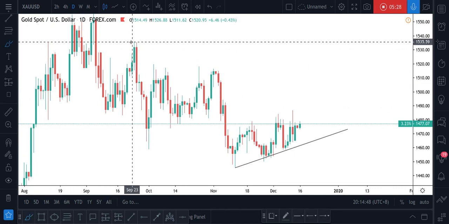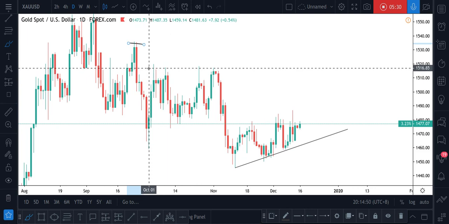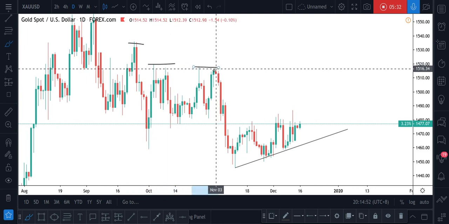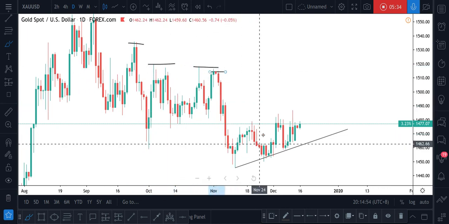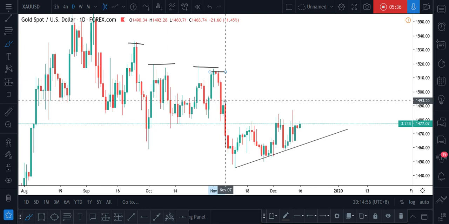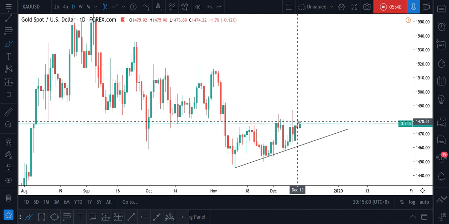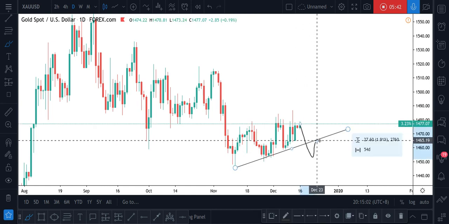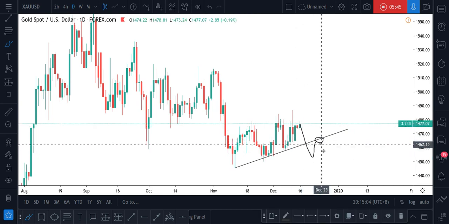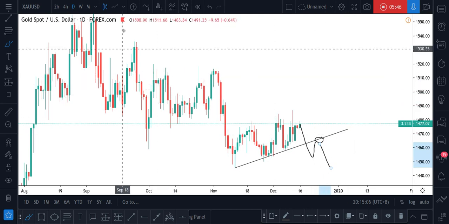Why? Because, like I've said before, I have very, very good confidence that the market is making these lower highs each time the market does a retracement or correction. So we are expecting the market to basically break out from here and do a retest of this counter trend line, and then move to the downside.